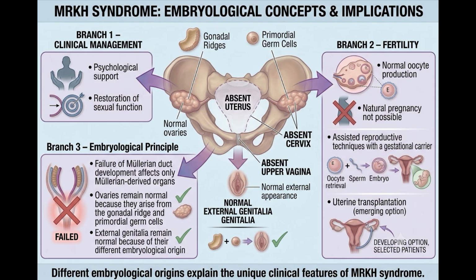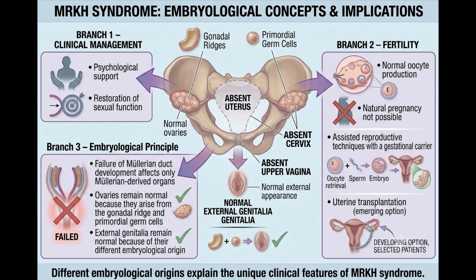Management is directed toward restoring normal sexual function and providing psychological support. Because functional ovaries are present, oocyte production remains normal. However, natural pregnancy is not possible in the absence of a functional uterus. Options for fertility include assisted reproductive techniques with a gestational carrier. Uterine transplantation has also emerged as a developing therapeutic option in selected patients, although it remains highly specialized.